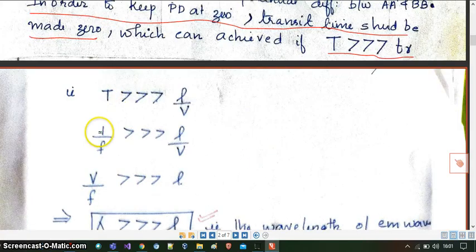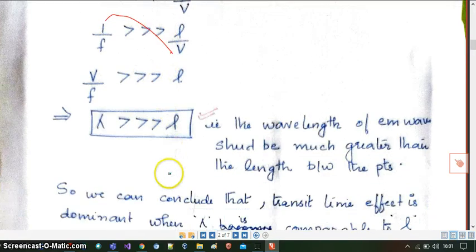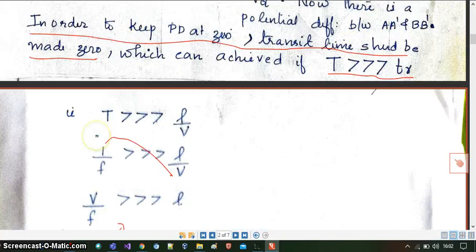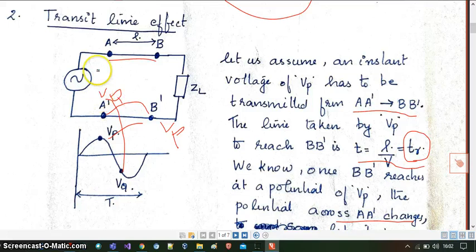Then what is T? 1 by f, much greater than L by v. Then this v is taken here, v by f is much greater than L. So finally we can conclude that if you want to prevent transit time effect, then the wavelength of the electromagnetic wave should be much greater than the distance between any two points in the circuit. So clear? That is transit time effect.